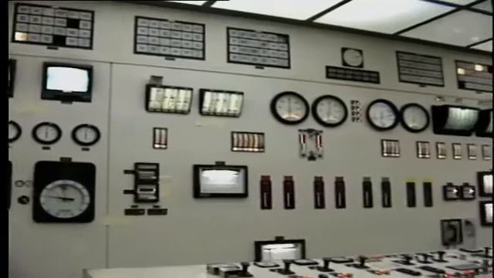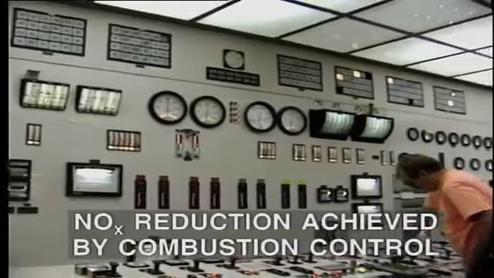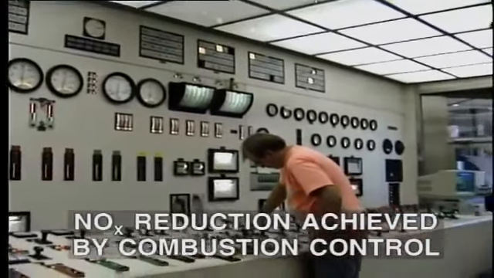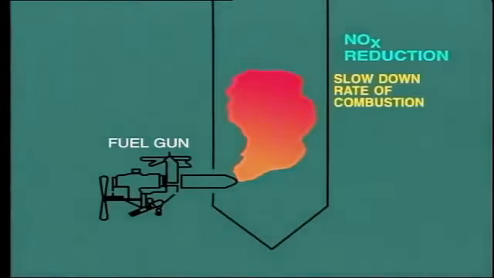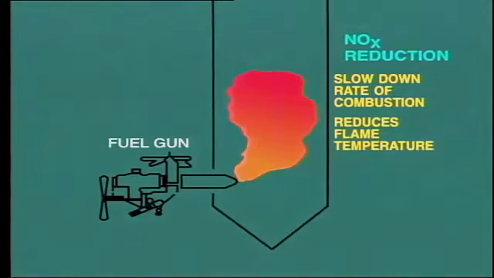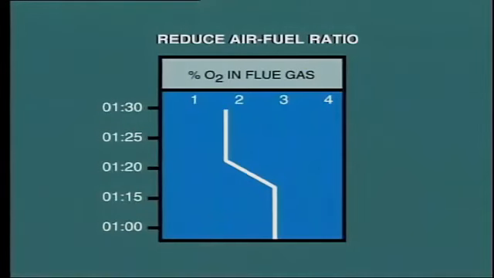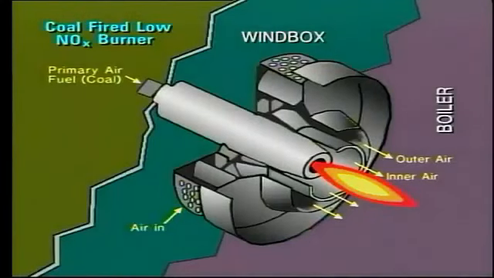The reduction of NOx in flue gas is generally achieved by modifying the technique and control of combustion. The main objective of low NOx techniques is to slow down the rate of combustion. This reduces the temperature of the flame, with consequent reduction in the reaction between nitrogen and oxygen to form NOx. One way to achieve this is by reduction of excess air, but as we know, this may result in incomplete combustion. To overcome this, special low NOx burners are installed.